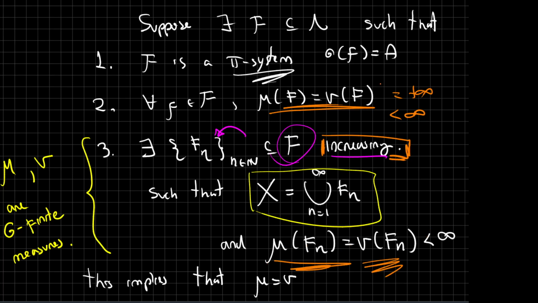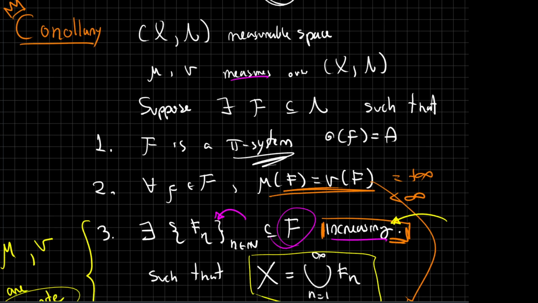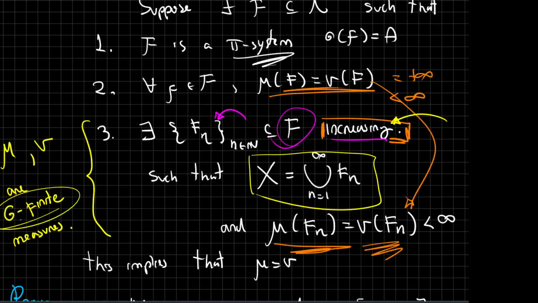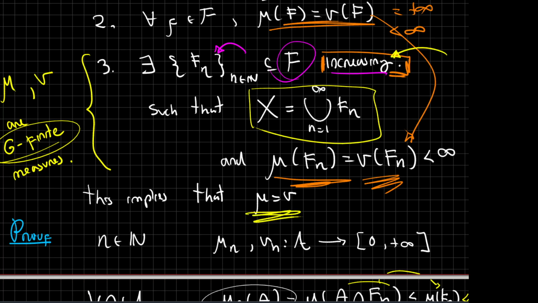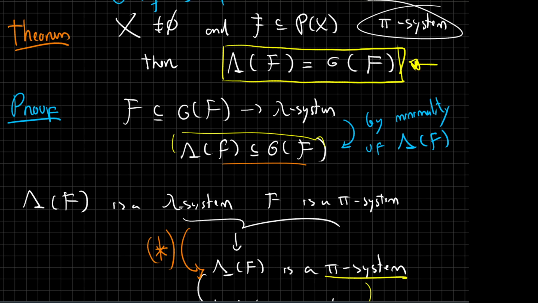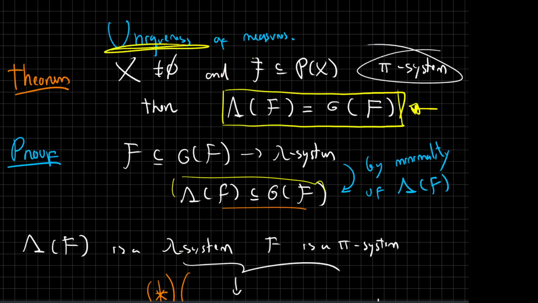The equality is in fact a corollary of the second property. So please don't get confused: the fact that this sequence is increasing is not part of the definition of sigma-finite measures. It's just a condition on this measurable space. So if this happened, then both measures were the same. And with that, we conclude this lecture on the uniqueness of measures.